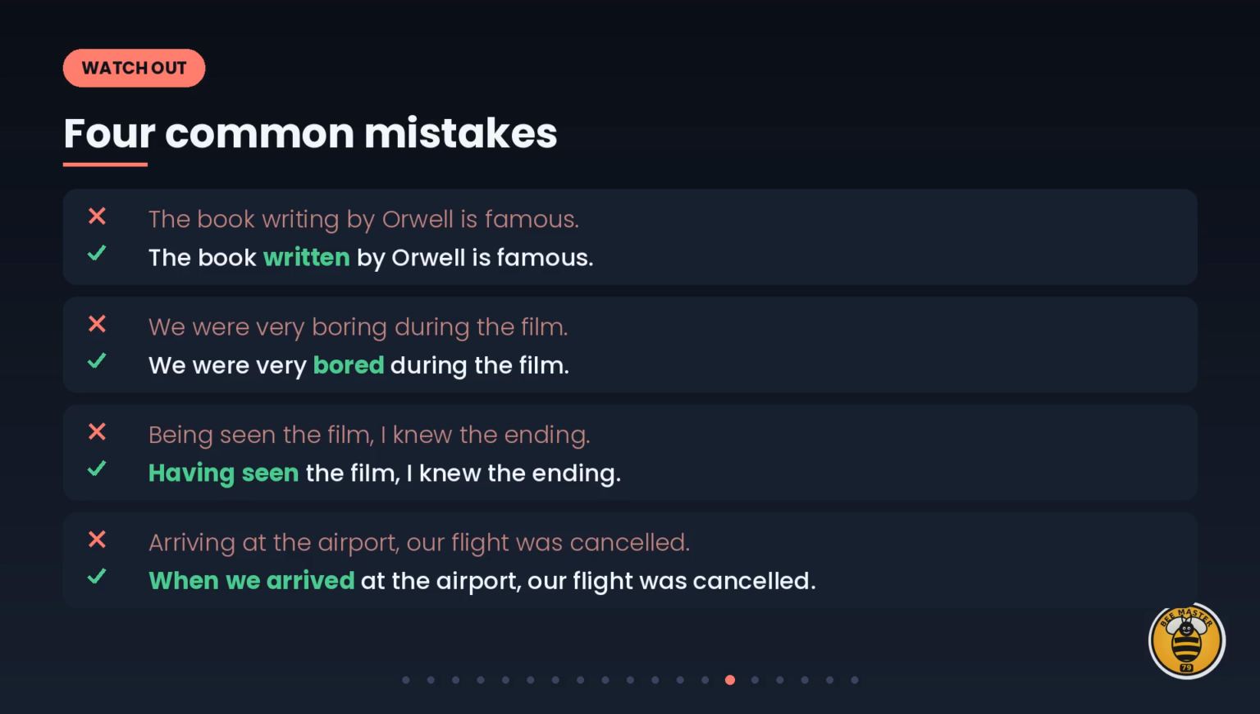Let's look at 4 mistakes I see again and again. Number 1, using the -ing form when the noun actually receives the action. The book does not write, it was written. So it must be the book written by Orwell.